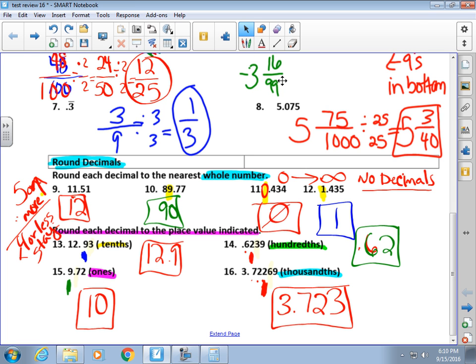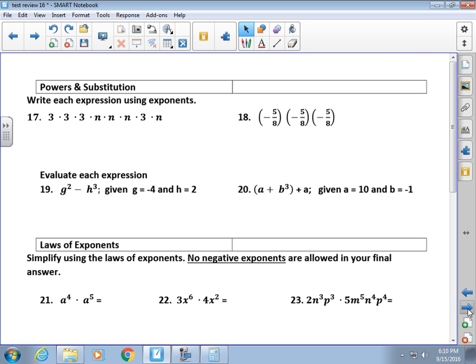First page is done, people. Great job. Let's go to the next page. Powers and substitution. All right? So, for powers and substitutions, what you have to do is write each expression using exponents. Exponents, we know all about exponents.